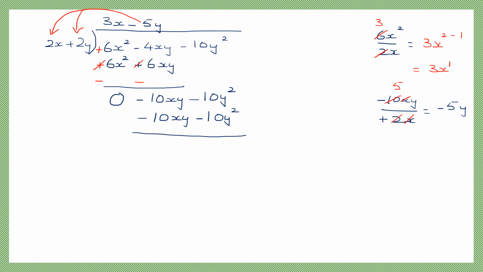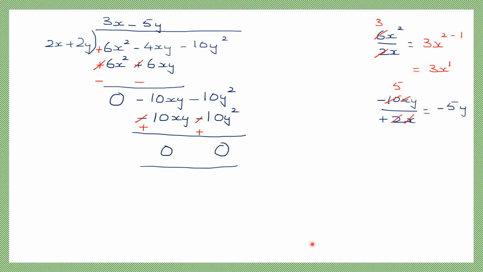Now we have to subtract. When you subtract, the signs will change. Minus becomes plus. Here also minus becomes plus. So now minus 10 plus 10 is 0. So we write 0 here. Here also minus 10 plus 10 is 0. So this is our answer: 3x minus 5y, which is the quotient.